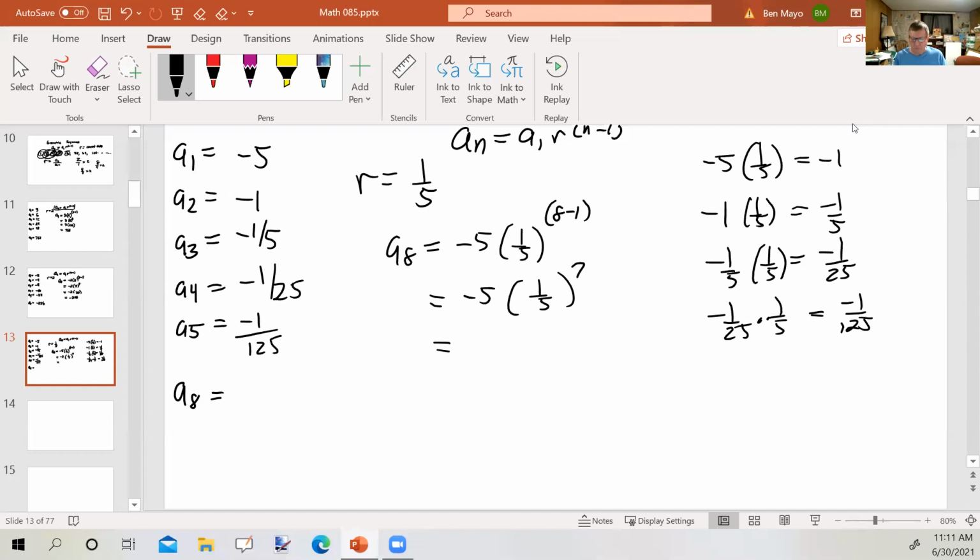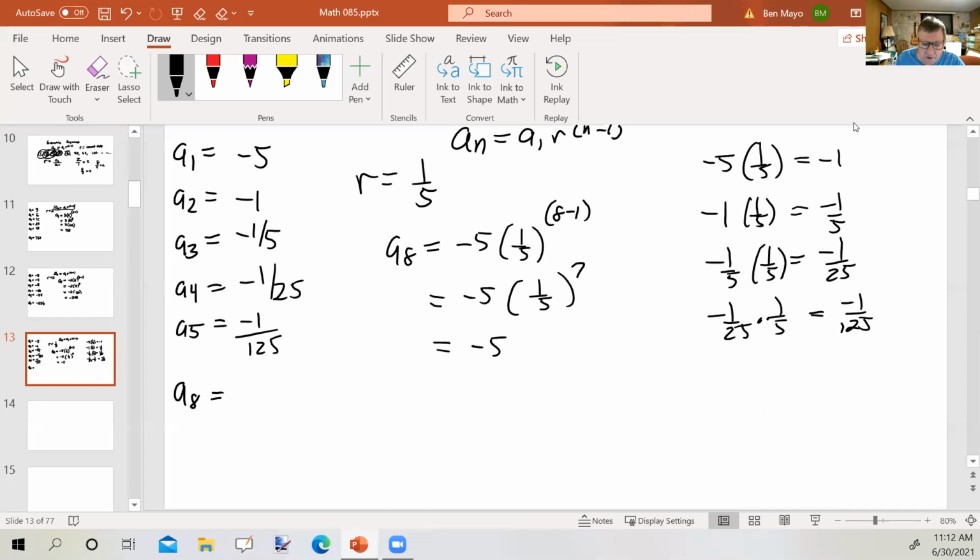Now, here's where you've got to be really careful. If I put 1/5 in my calculator and raise it to the 7th power, it gives me a decimal answer, 0.0000128. That might be the exact answer. That might be a rounded off answer. I don't know looking at my calculator. So what I'm going to do is be careful and just stick with fractions.